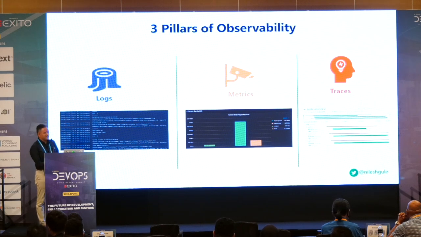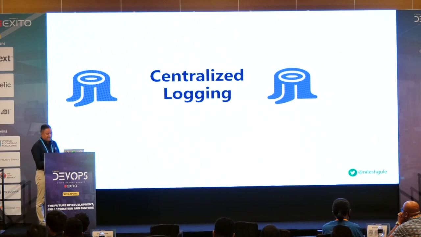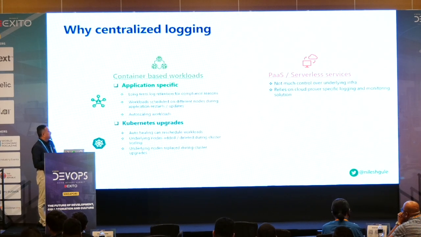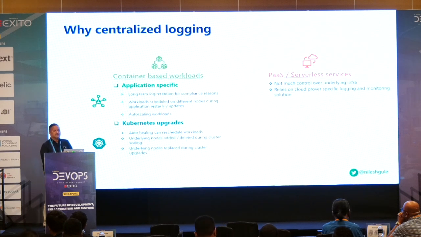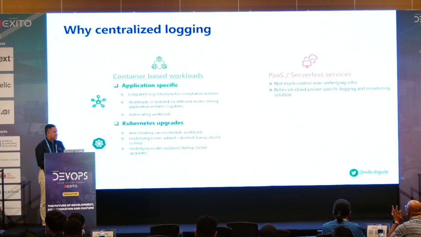So for this discussion, we are going to look at these 3, starting with logs, then metrics and traces. Let's see, why do we need these 3? Centralized logging is the first one. And I'll take a couple of examples here. Why do we have to centralize the logs?